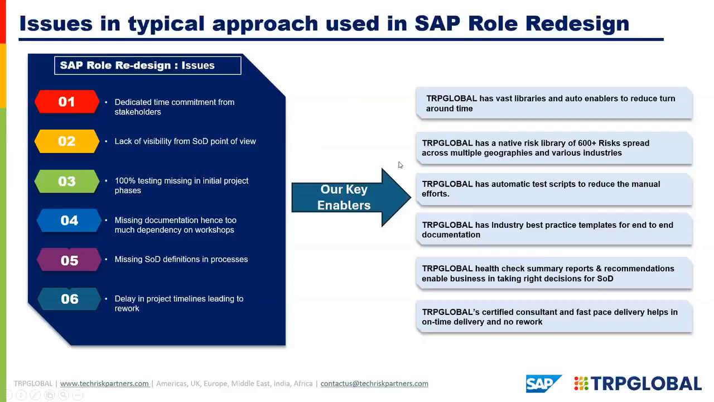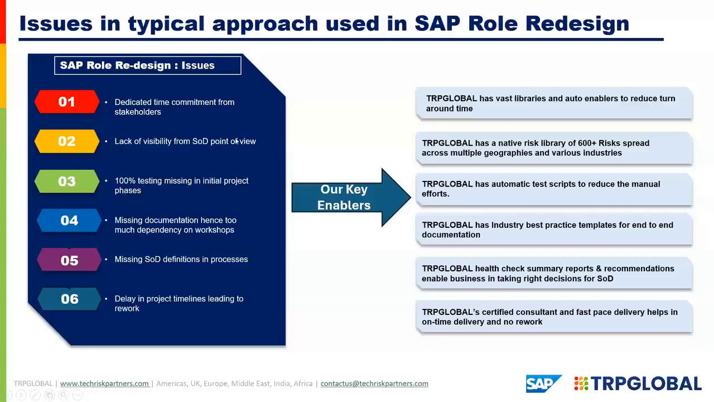We have 600 plus native risk library available with us, which are spread across multiple geographies and multiple industries that we operate in. With the help of that, we perform an assessment, a health check survey on the system that is available from the customer end, and then we submit those reports and identify what SOD risks and functions are relevant to the customer. Then we enable those functions and the risks, and then perform the role redesign. So it means we have to invest a little more time and focus on the initial phases of the role redesign project. Now comes the issues that normally arise at the time of testing.